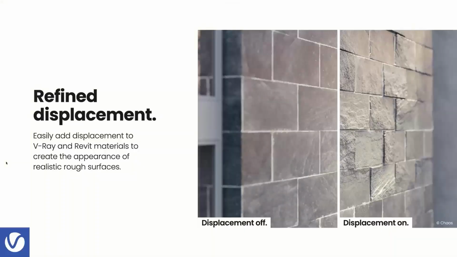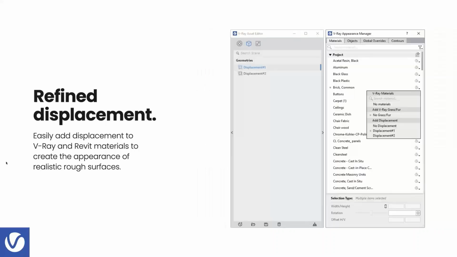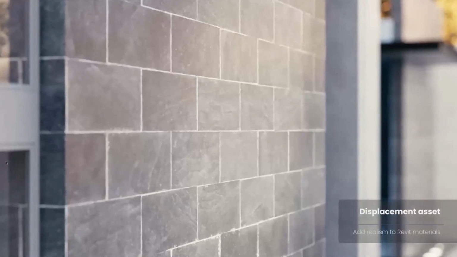Similarly, we've updated displacement. We've made displacement a bit easier for you to add onto your texture. So on the left-hand side, you see displacement's off. That stone looks smooth. And on the right-hand side, it really looks like a nice rough surface. So you can now add displacement to both your V-Ray and to your Revit materials. And here you can see what that looks like in action.